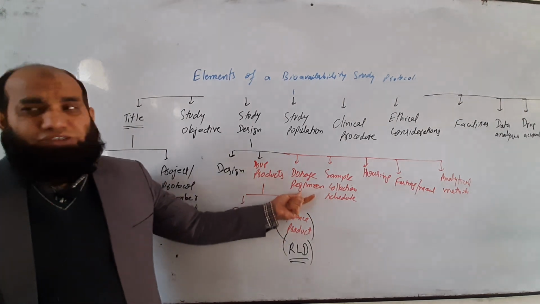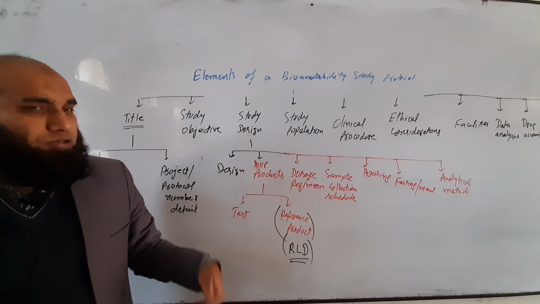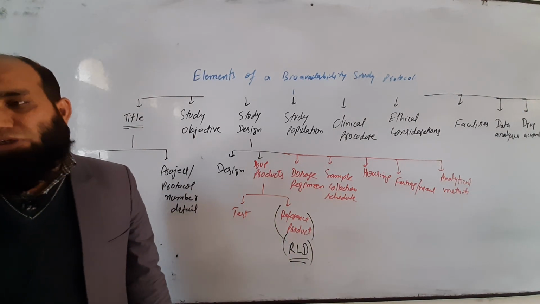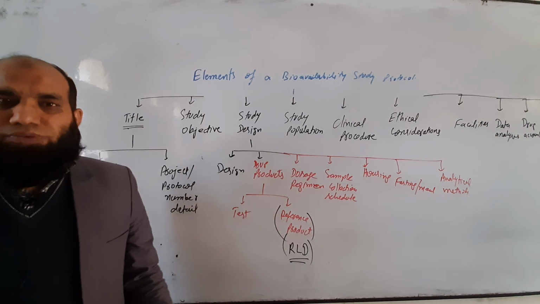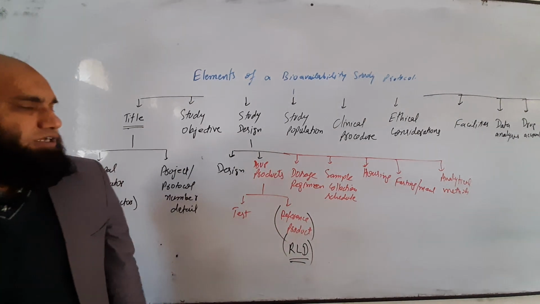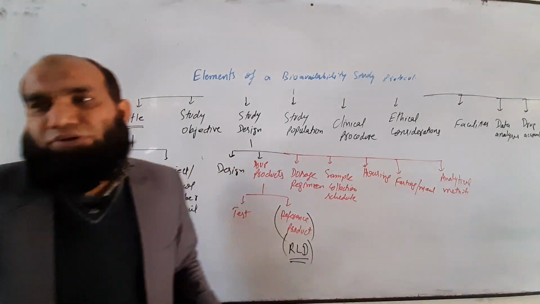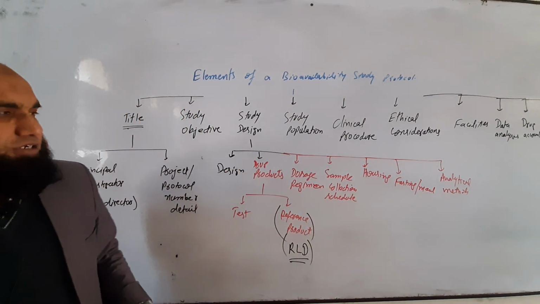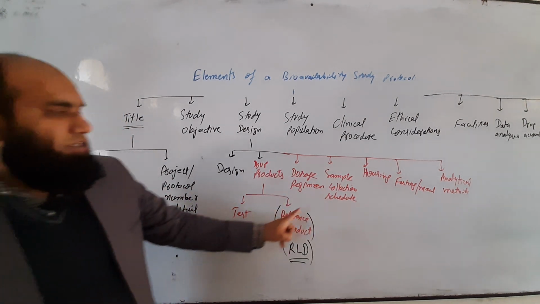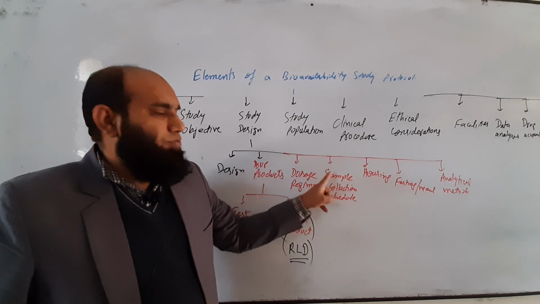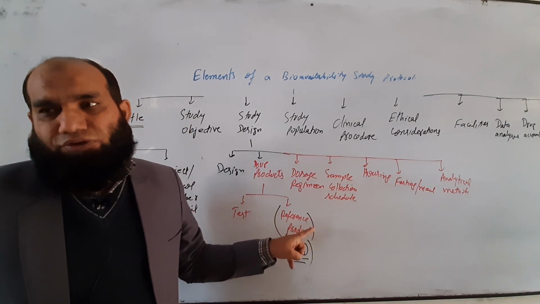Next is dosage regime. Dosage regime means what type of dosage form we will have to use. Either we will have to compare the tablet with the tablet, capsule with the capsule, or the syrup with the syrup, and the other dosage forms. Sample collection schedule. This sample collection schedule will be controlled by the principal investigator. He or she will tell us how we can calculate the samples, how many samples we need.